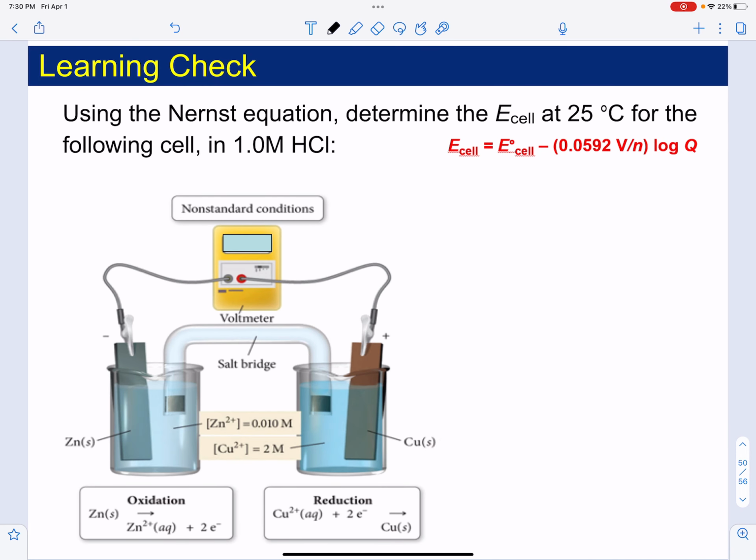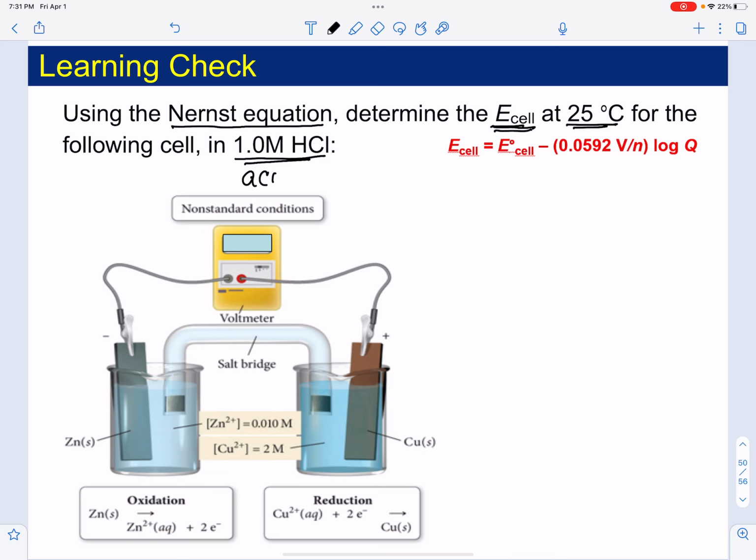So let's see how we can put all this into practice. What this question is saying is, using the Nernst equation, so the only time there's a practical use for the Nernst equation is when you have non-standard conditions. Determine the cell potential at 25 degrees Celsius when there's a concentration of 1 molar of HCl.